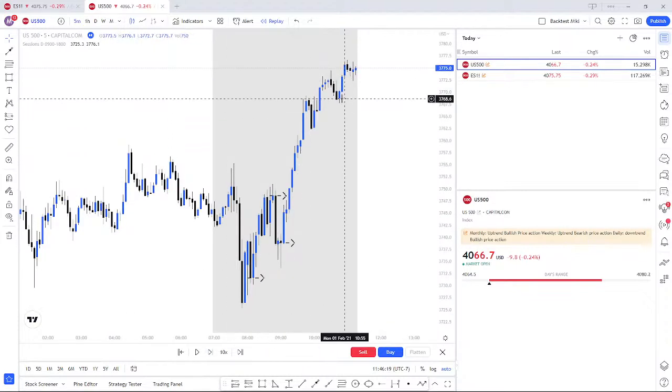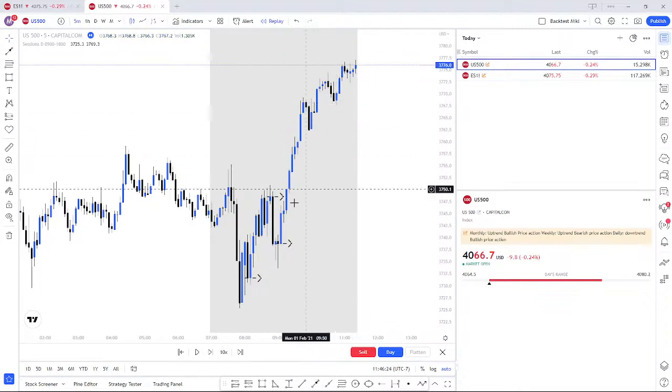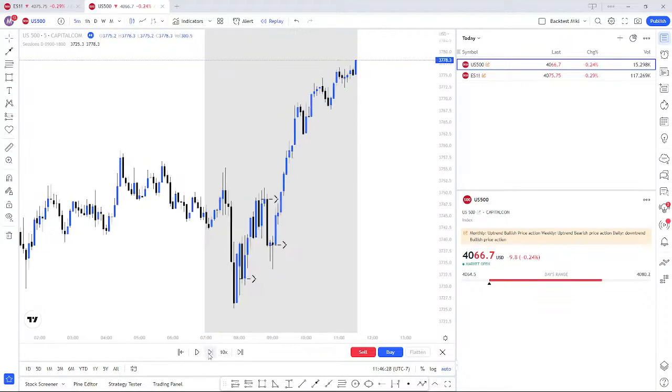This is a low here, this is a low now here. So let's see price break this low, and then we'll probably take it. I don't like this low. I don't like that low.